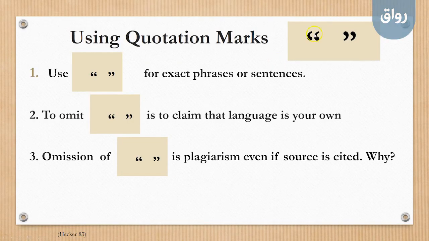Now you use quotation marks for exact phrases or sentences. It doesn't have to be a full sentence. Sometimes it's a phrase that a certain person has coined or has used in a specific way. Then we have to paraphrase that word or phrase, like terminology, but in specific cases, not all terminology. To omit quotation marks is to claim that language is your own. You claim that you are doing some sort of a paraphrase or a summary. So if the paraphrase is very close to the language of the original, you will be considered a plagiarist.